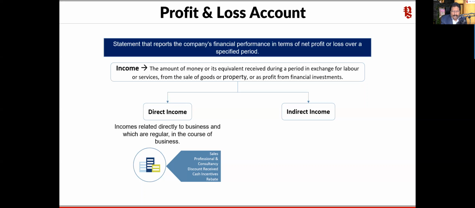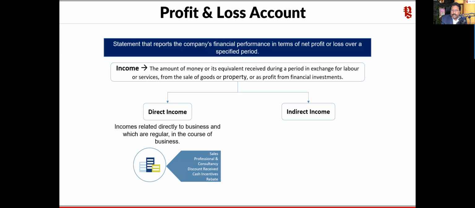Similarly, rebates. This would help you comprehend that anything related to my business and regular in nature is direct income. Now, do not go literally by regular in nature, because discounts received or cash incentives may happen once in a quarter, once in a half year, or once in a year. But this is a practice that is regular in the business; year on year you will have it. That is the consideration you have to keep in mind. So these are your direct income.